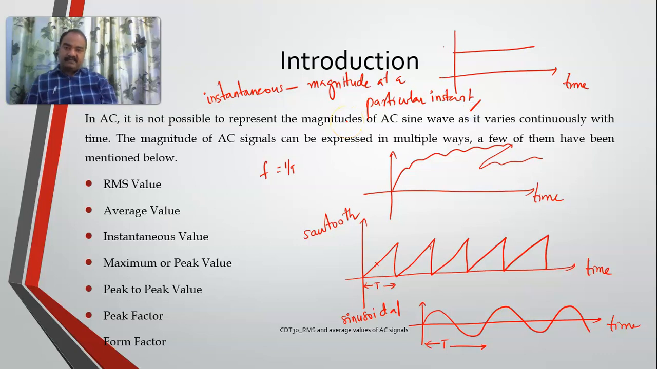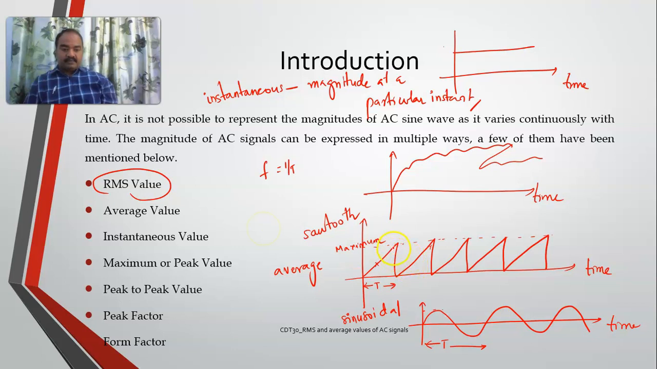And there are other ways of representing the magnitude. You can go with the maximum value. See, this is called a maximum value, right? And you can have the average value. You can take the average of all these instances and you can determine the average value. Or you can determine the root mean square value, which is called the RMS value.